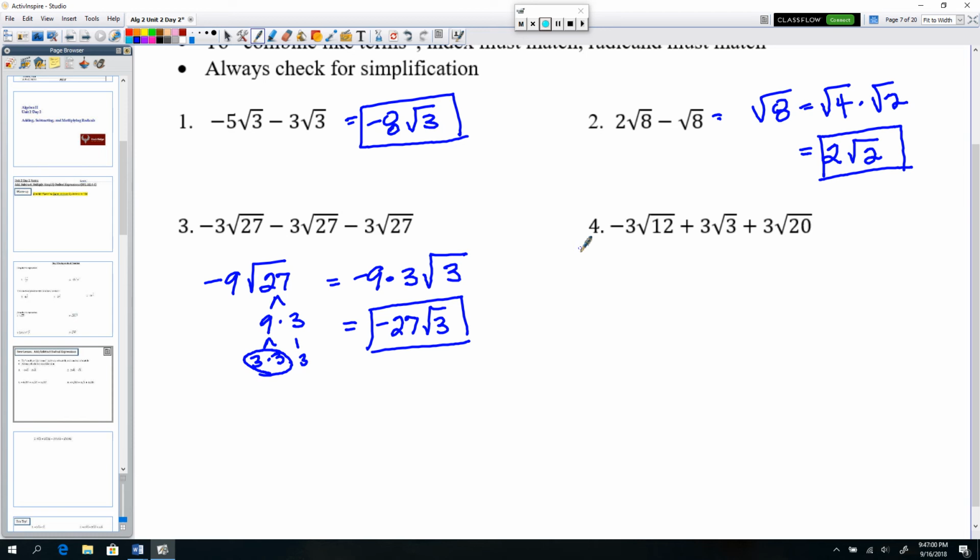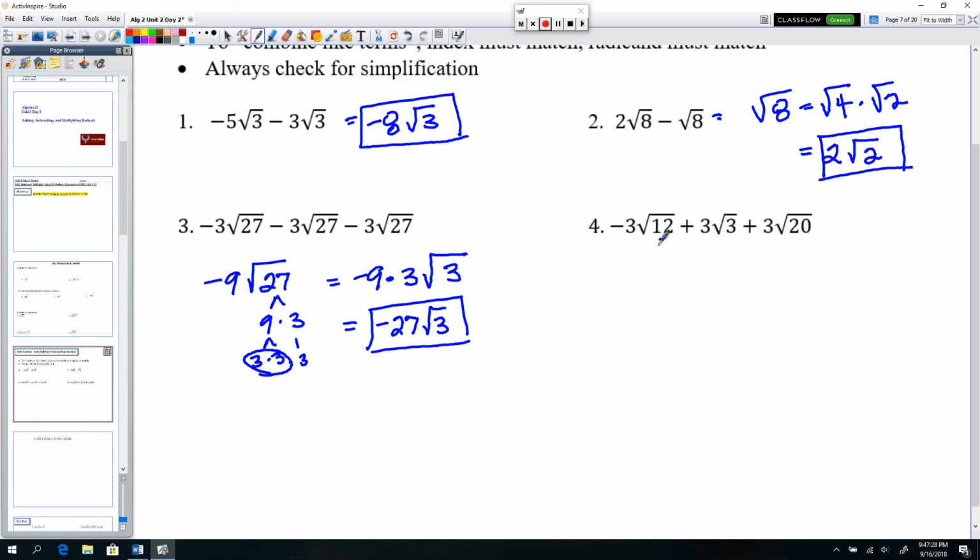Alright, now number 4. We come upon number 4, and we do have everybody matching in the type of index we have. We all have square roots here. However, the radicands, or the things underneath the radical, don't match. However, when we look further, we do see that we could possibly simplify a couple of these. Not the square root of 3, that's pretty much stuck the way it is. But we could further simplify these. And when we simplify these, we may find matching friends.